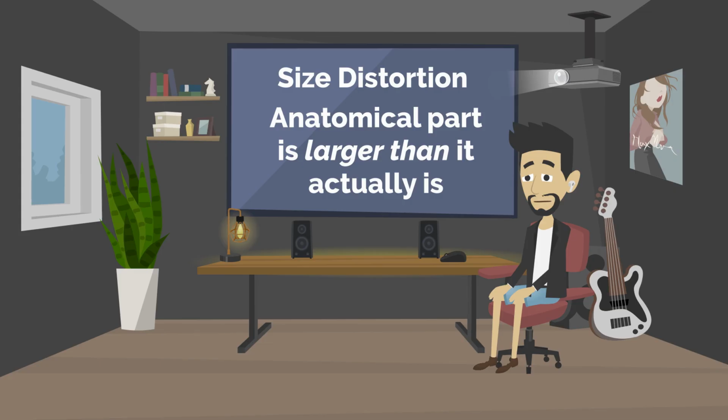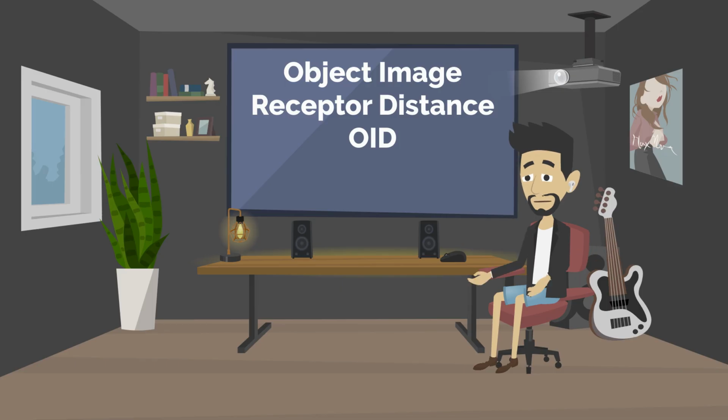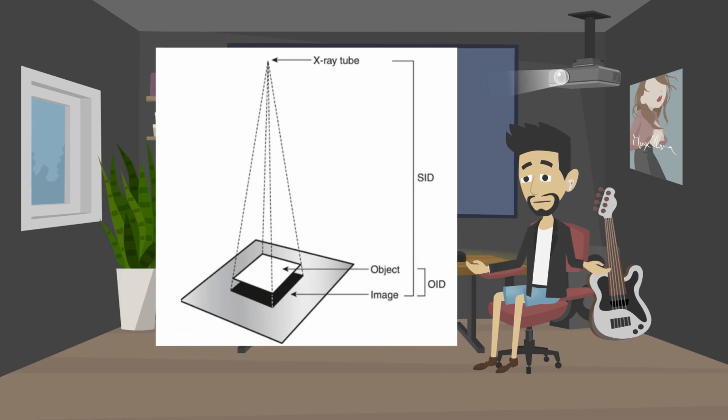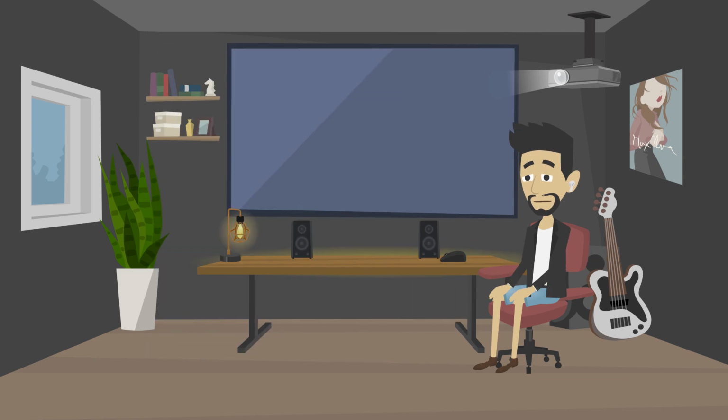This distance between the subject and the IR is called the object image receptor distance, OID. When the SID is great and the OID is minimal, the object and its image are almost the same size. However, as the OID is increased, the magnification increases and distortion of the part occurs.